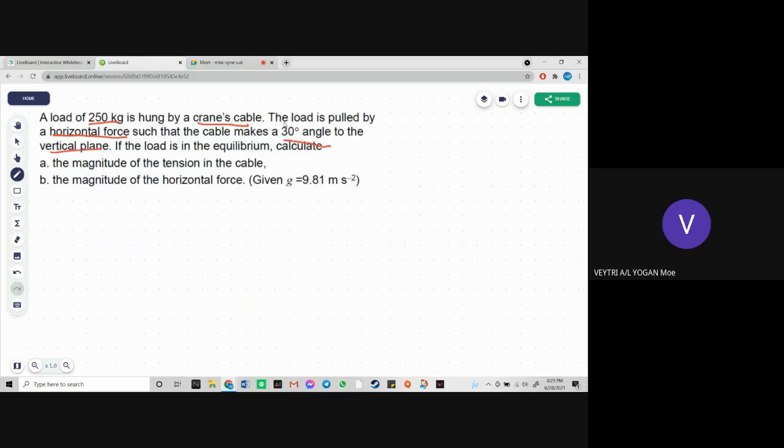Okay. What's important is the 30-degree angle to the vertical plane, which means ada plane dekat sini kan? It makes a 30-degree angle. Okay, vertical plane. It's pulled by a horizontal force, which means it's somewhere here. Crane. Kalau crane, of course dia akan tarik benda tu kan. So a load is hung here. So this will be your diagram.